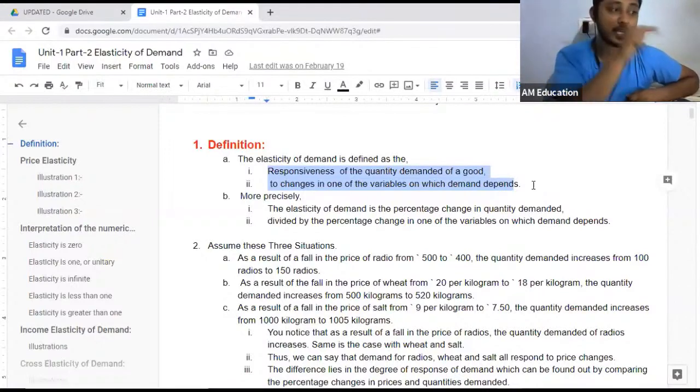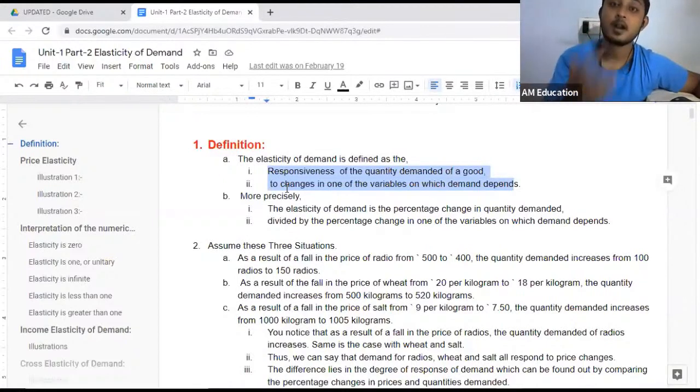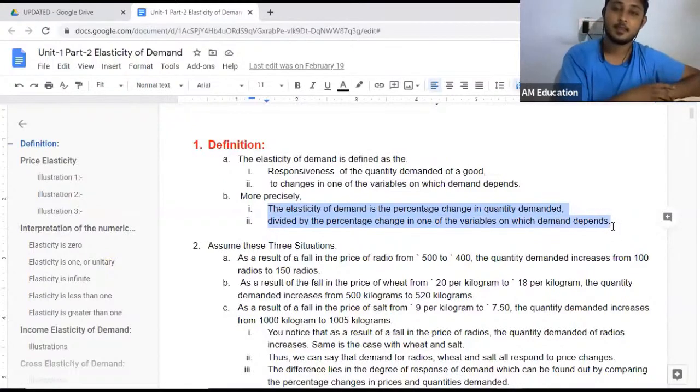So that is the whole and soul of elasticity as a concept. The elasticity of demand is defined as the responsiveness of the quantity demanded of a good to changes in any one of the variables on which the demand depends. So many variables are there on anything, right? For any change in any of the variables, how will the demand respond? Then, more precisely, the elasticity of demand is the percentage change in quantity demanded divided by the percentage change in one of the variables on which the demand depends. What is it telling?